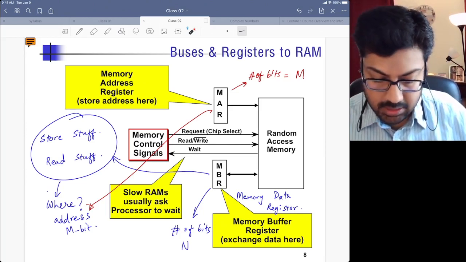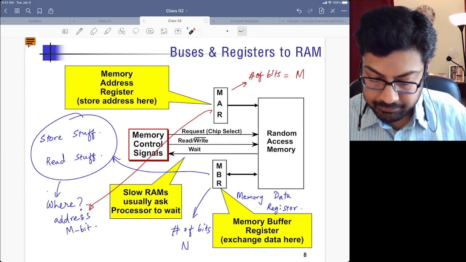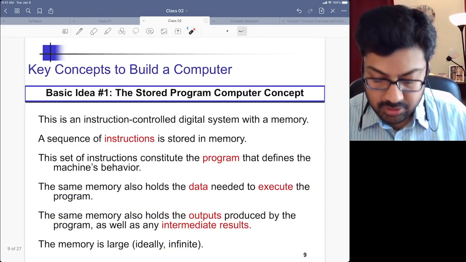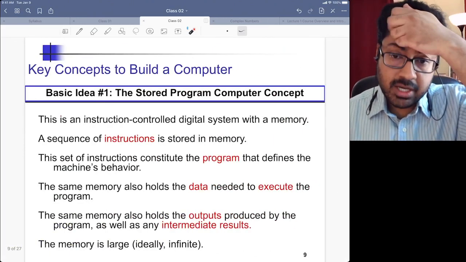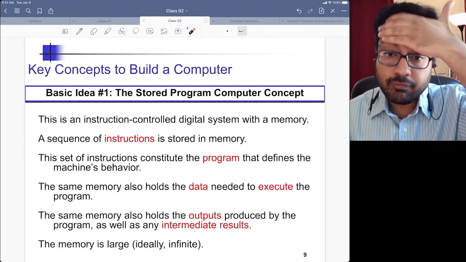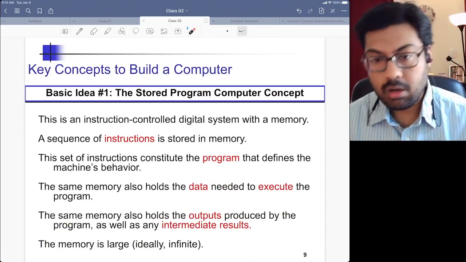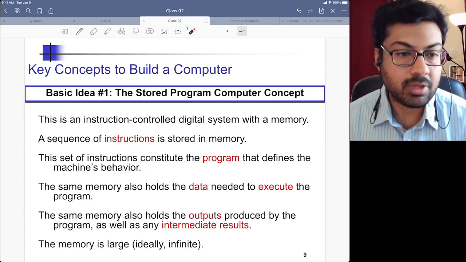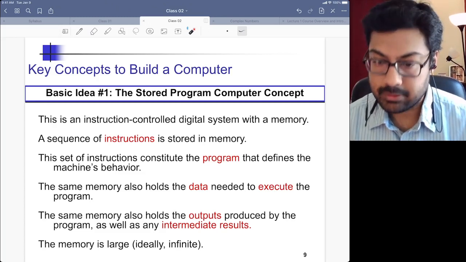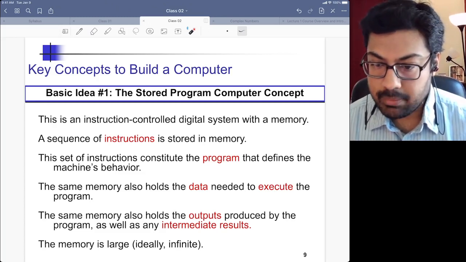All right, so let me stop over here. I'm going to stop recording, and then on Thursday when we meet in Low 4050 or on Webex, we will continue with our lecture. We'll start talking about the key concepts to build a computer.